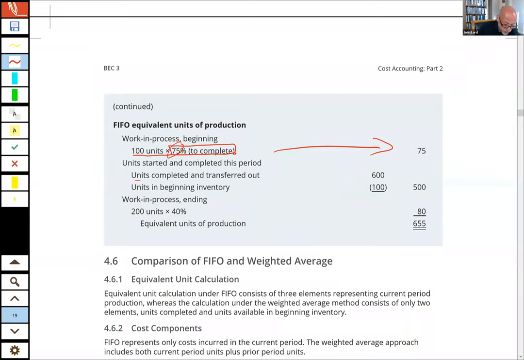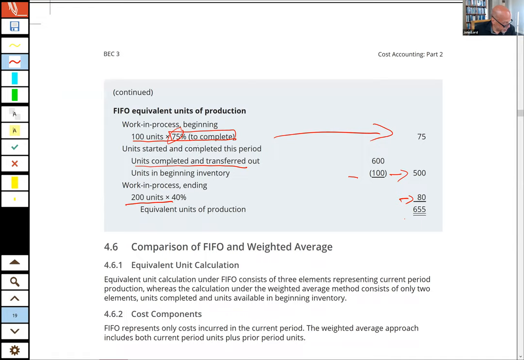Now this is where you have to be careful. Units completed and transferred out, that includes those 100. So under FIFO, you have to back out the 100 that you have now accounted for. You said, hey, 25% of that work was done last period. We did 75% this period. So we've already counted those 100 units, and now we subtract that off. We started and completed 500. And then the way you do the equivalent units for the ending inventory is the same as we saw for weighted average. Okay, now that's how you deal with the denominator in calculating your cost per equivalent unit.